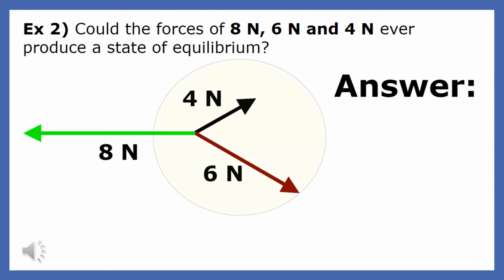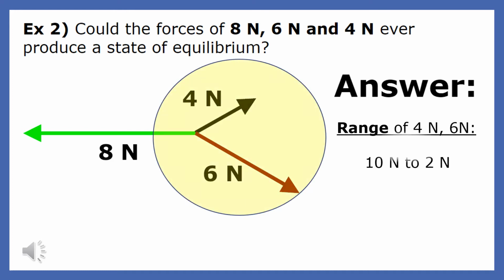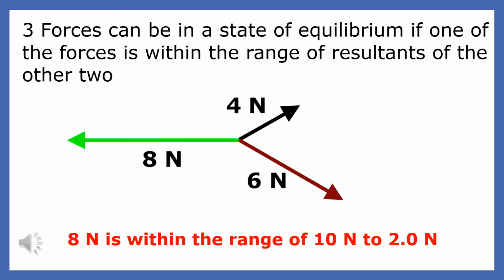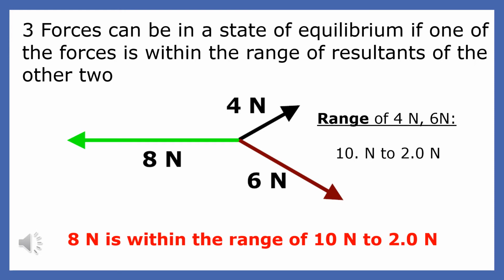When we add and subtract these two forces, we find these forces could create resultants that are between 10 newtons, 6 plus 4, and 2 newtons, 6 minus 4. Since 8 newtons is within the range of the possible resultants, these forces can be in a state of equilibrium. 3 forces can be in a state of equilibrium if one of the forces is within the range of the resultants of the other 2. 8 newtons is within the range of 10 newtons to 2 newtons, and you find this by adding and subtracting the forces.